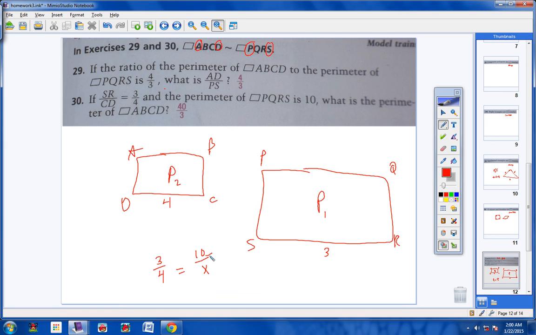Okay, let's go over this again. The ratio of two sides of similar polygons will equal the ratio of the perimeters. So if this is the ratio of the sides, it's also the ratio of the perimeters. 3/4 equals 10/x. Cross multiply: 3x. Cross multiply: 40. Divide by 3, and we get 40/3. Okay, which is the correct answer.